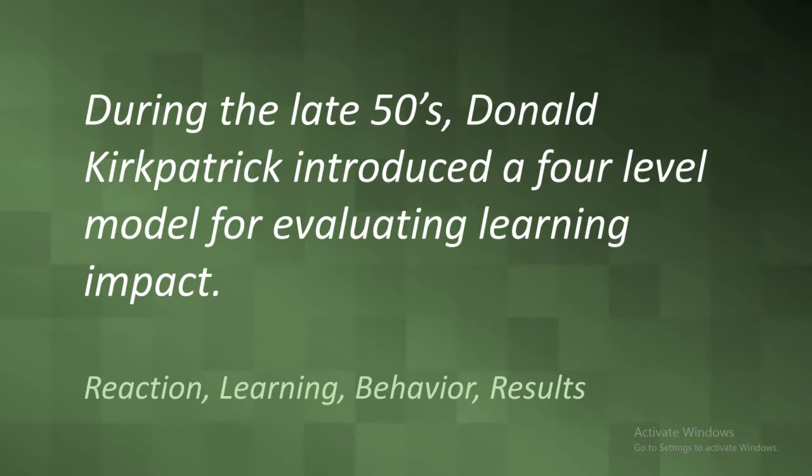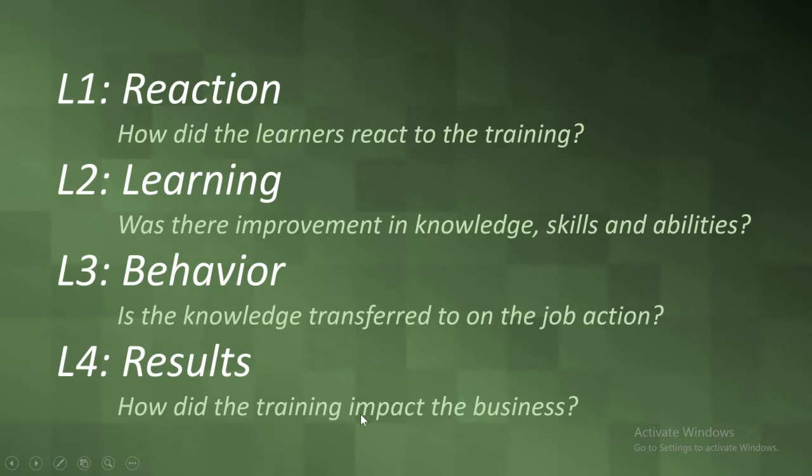During the late 1950s, Donald Kirkpatrick introduced a 4-level model for evaluating learning impact, and that basic model consisted of reaction, learning, behavior, and results. What does that really mean? Well, the reaction is something that we've all seen, often called smile sheets. It's how did the learners react to the training?